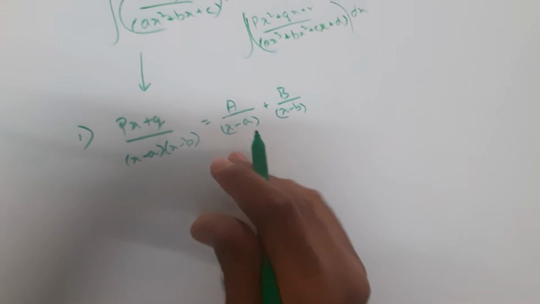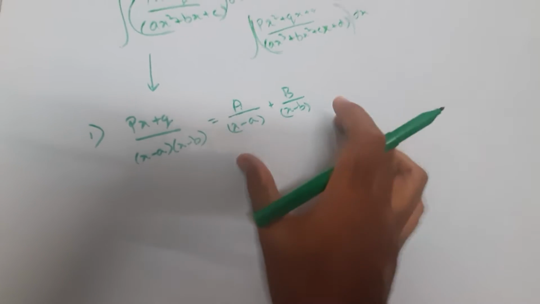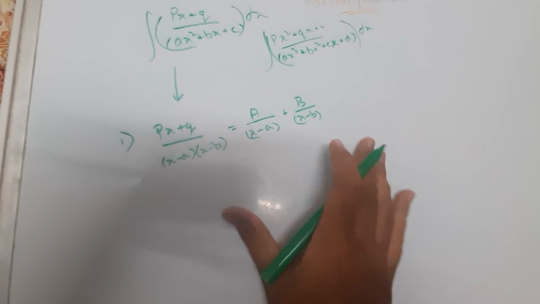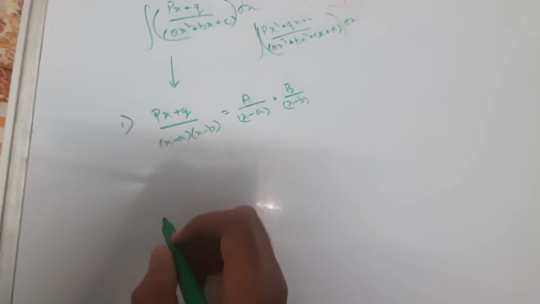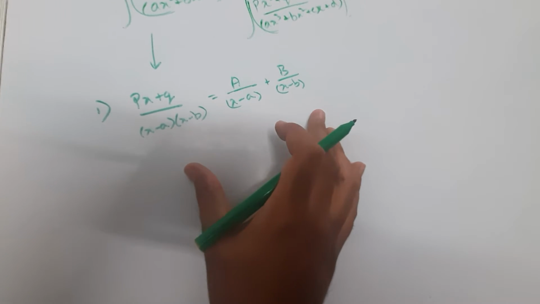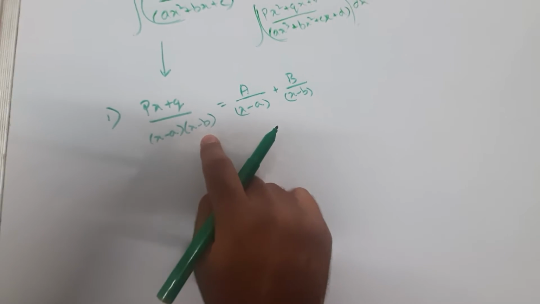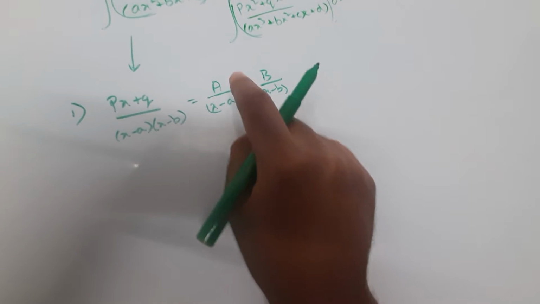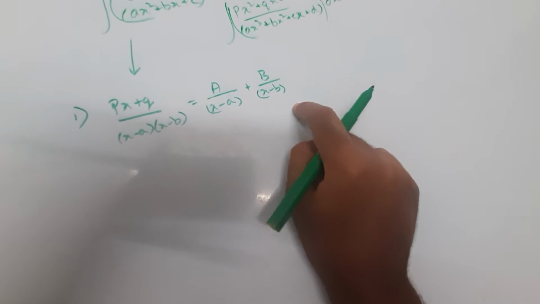Obviously, I will tell you how to solve this in the second part. Let's just finish off the types for now in this video. So that is type 1. You're going to get two different factors, and you're going to give one term for each factor, right?